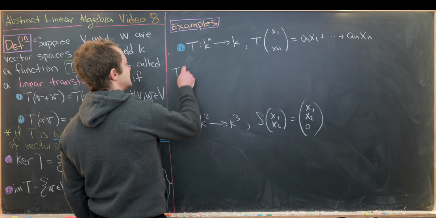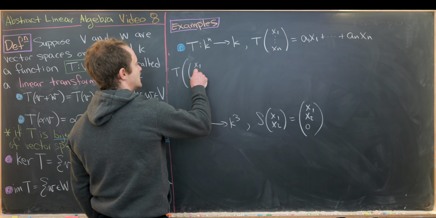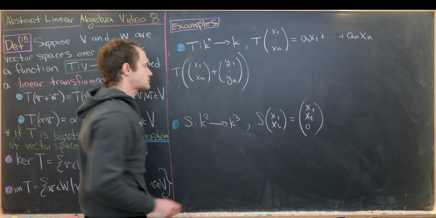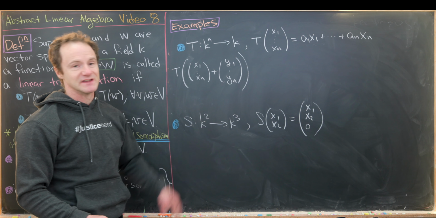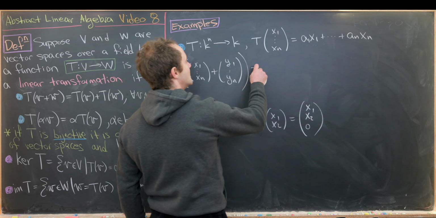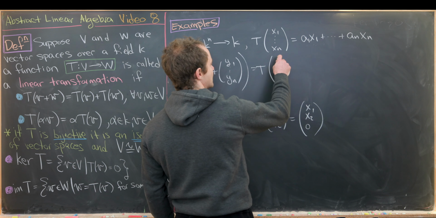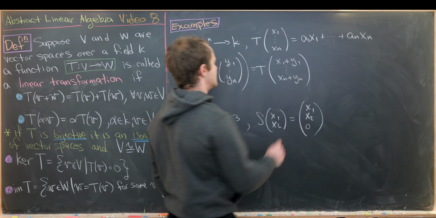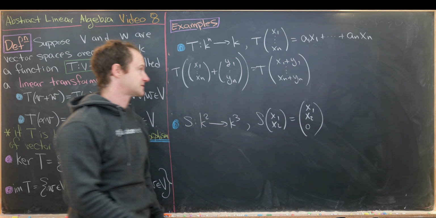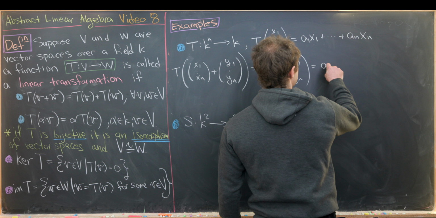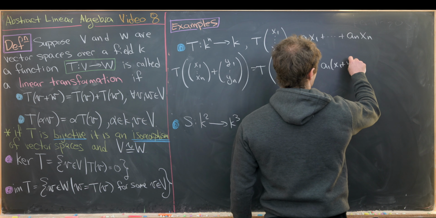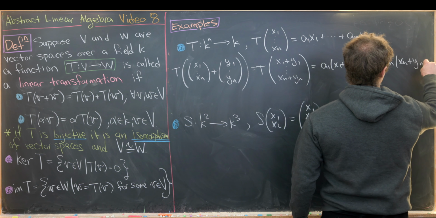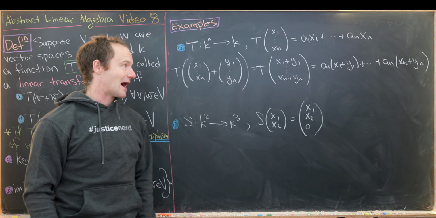So let's look at T evaluated at x1 down to xn plus y1 down to yn. So let's notice that's the standard form of the sum of two vectors from Kn. But using the vector sum rule, we can write that as x1 plus y1 down to xn plus yn. Again, that's the sum of two vectors like this. Okay, but then that's going to be exactly a1 (x1 plus y1) plus all the way down to an (xn plus yn) by the definition of our map up here.